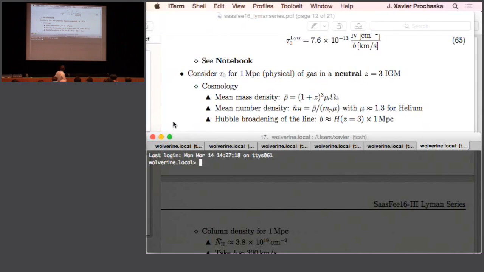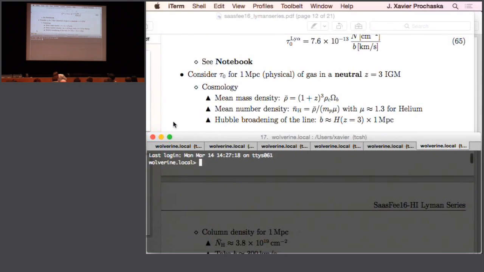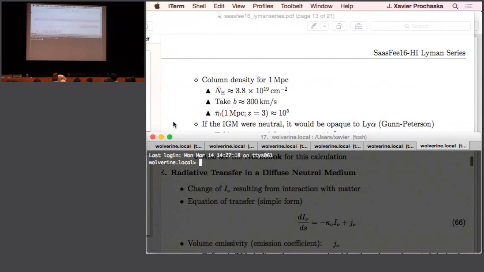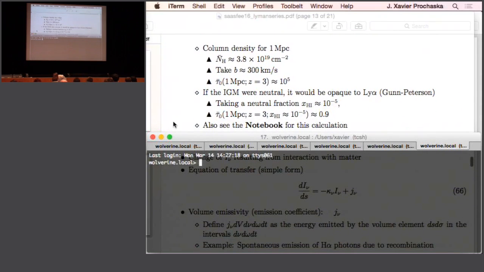We can convert that to a number density, recognizing that of order 30% is in helium. And for a megaparsec, Hubble broadening would dominate the motions of the gas. Those are order a few hundreds of kilometers per second at, say, a redshift of 3. So we can plug those quantities into our equation now for the central optical depth.